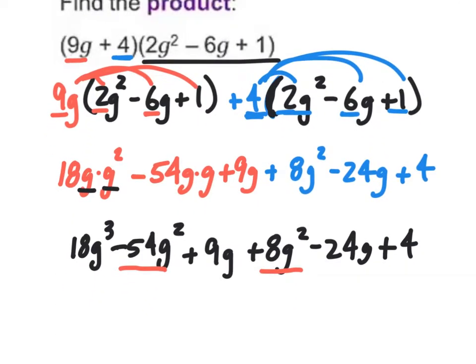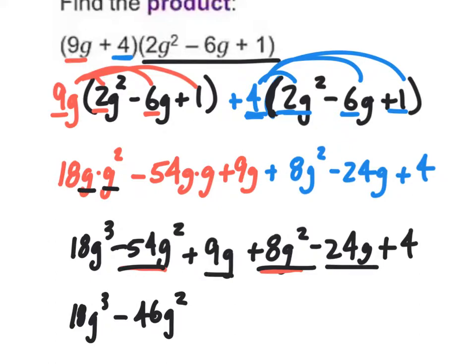And so let me write this out as 18g cubed. And if I do negative 54 plus 8, that's going to give me negative 46. So I've got minus 46g squared, combining these two here. All right, and then if I combine the 9g and the negative 24g, so 9 plus negative 24 gives me minus 15g, and then plus 4.